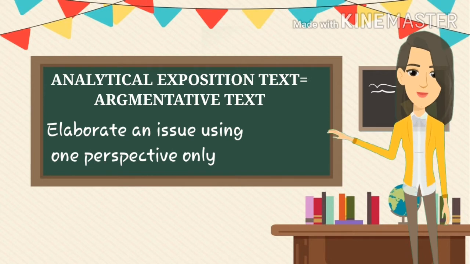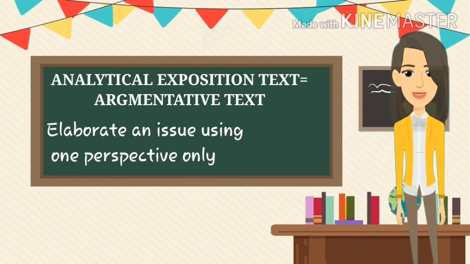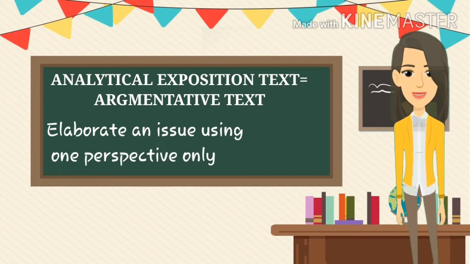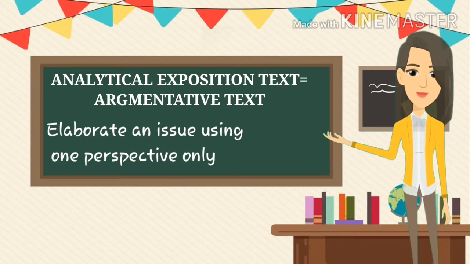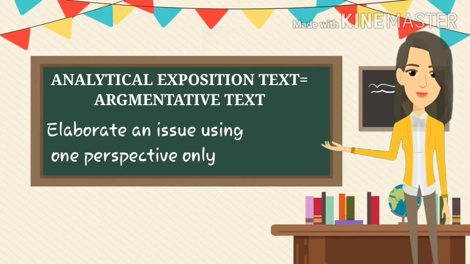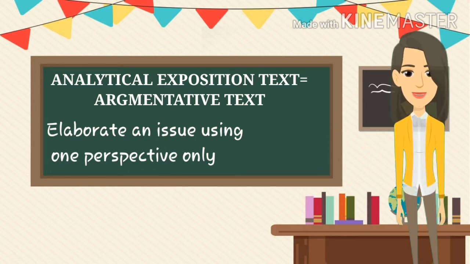So, analytical exposition text can be understood as a text that elaborates and evaluates an issue critically using one perspective only or focusing only on one side of argument.